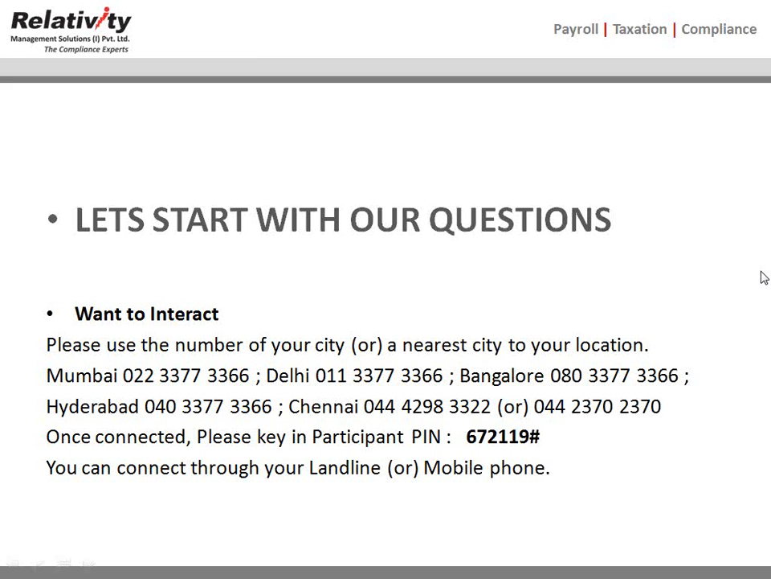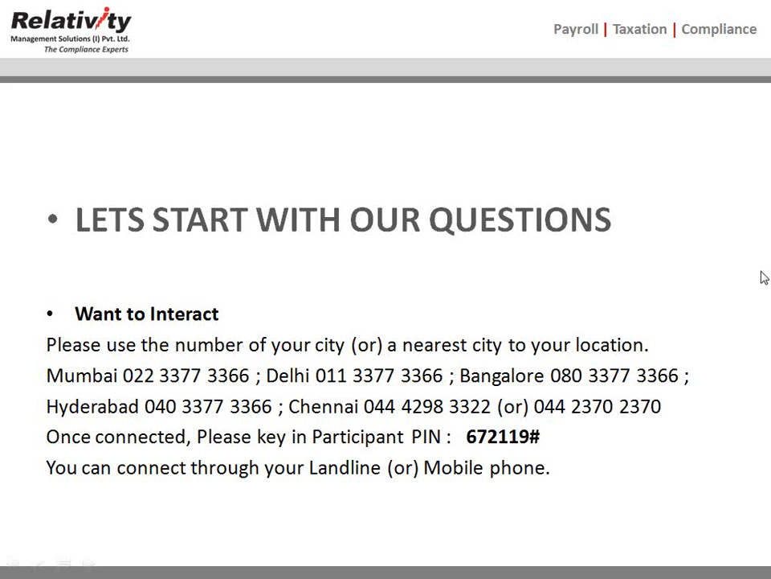Allotment of new UAN. Let's take an example. Let's say you have a new joinee who joined you in the month of August. You are going to upload that information in the month of September's ECR. Before you upload that information, you would collect Form 11 from that individual. Once you collect Form 11, you will include his contribution information onto your ECR.